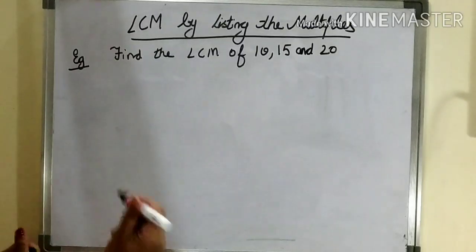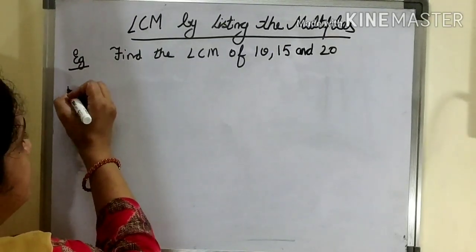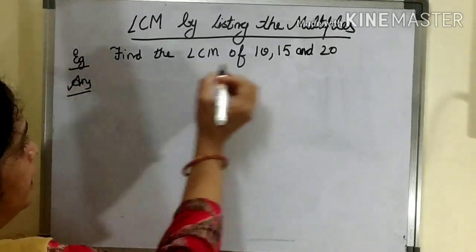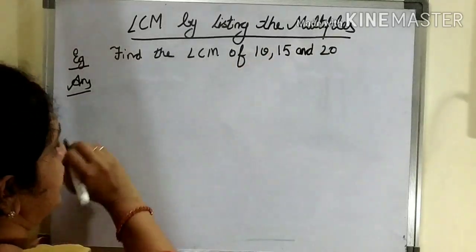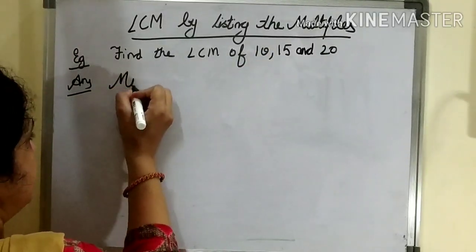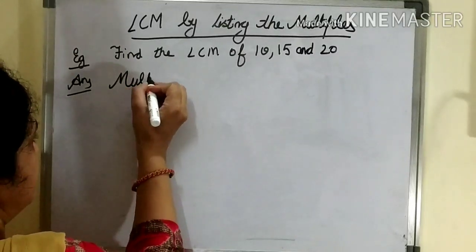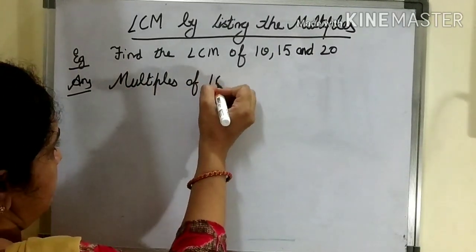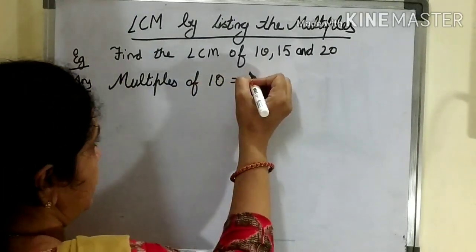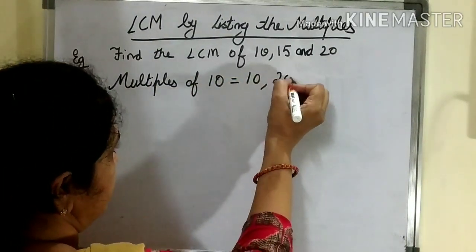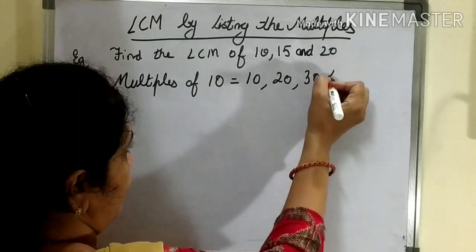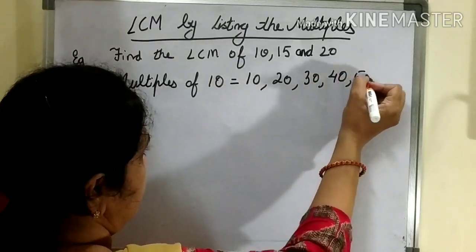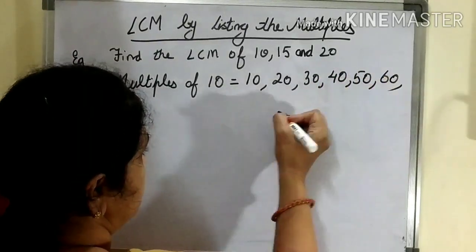In this method, for example, the question is: find the LCM of 10, 15 and 20. In the listing the multiples method, we write the multiples of each number. First I will write the multiples of 10. What are the multiples of 10? 10, 20, 30, 40, 50, 60 and so on.